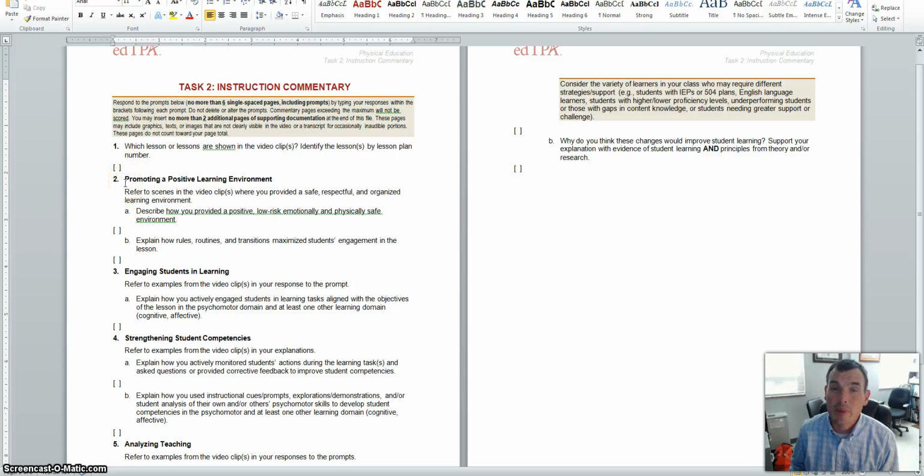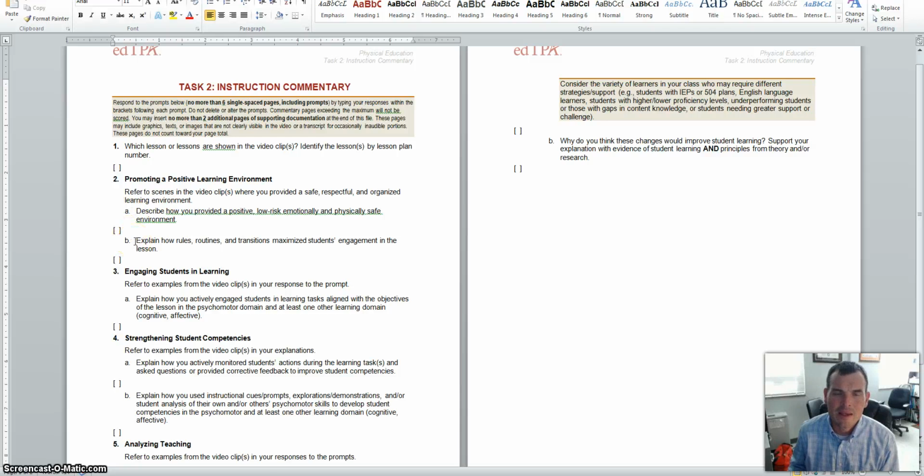Part 2, promoting a positive learning environment. Here we already see that term from the PowerPoint, environment. Refer to scenes in the video clips where you provided a safe, respectful, and organized learning environment. Part A, describe how you provided a positive, low-risk, emotionally and physically safe environment.